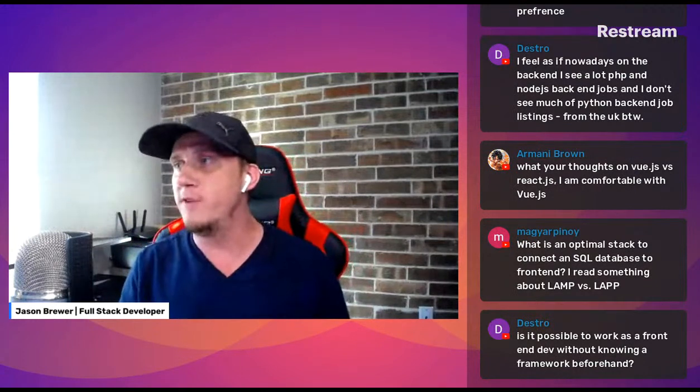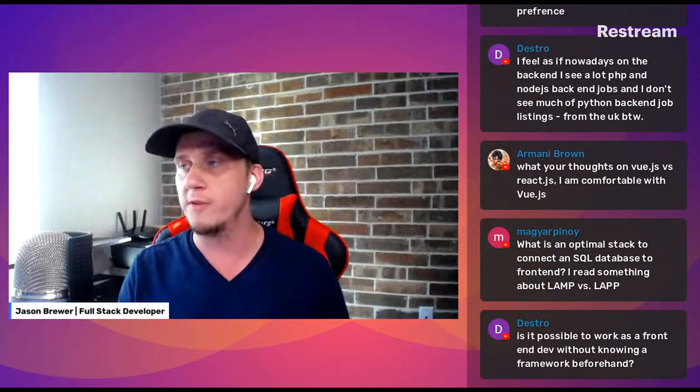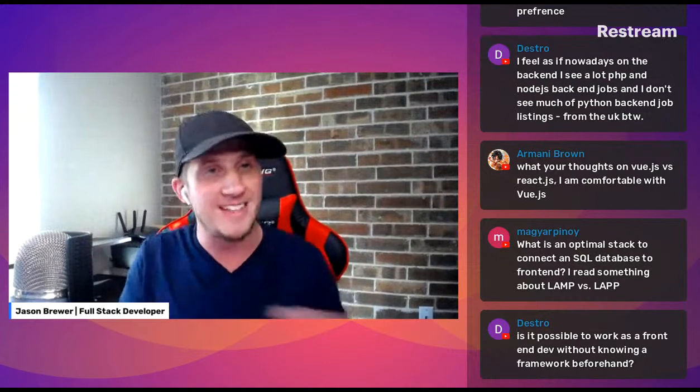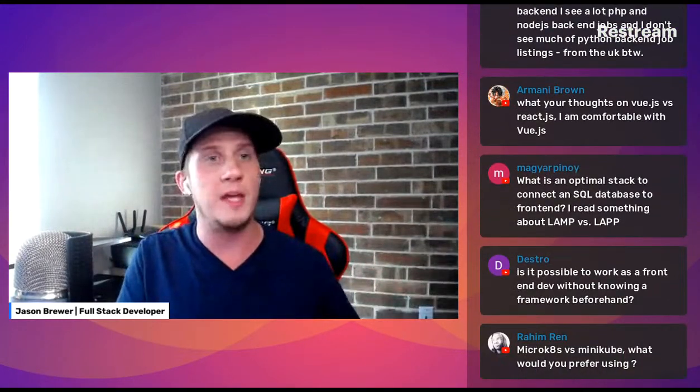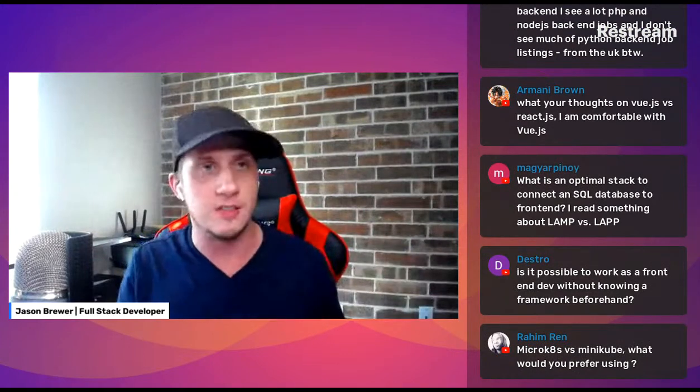What are your thoughts on Vue.js versus React? I'm comfortable with Vue. Both of them are fantastic libraries for the UI and DOM manipulation. Both are very lightweight, both are fast, and both have a really clean syntax.